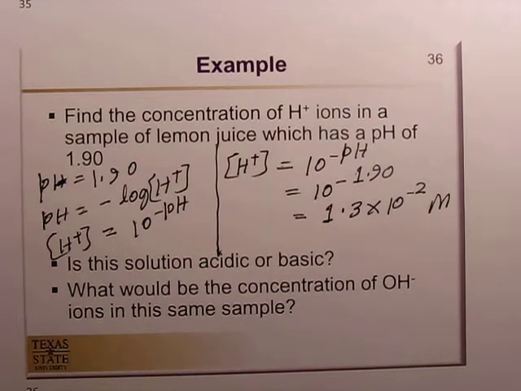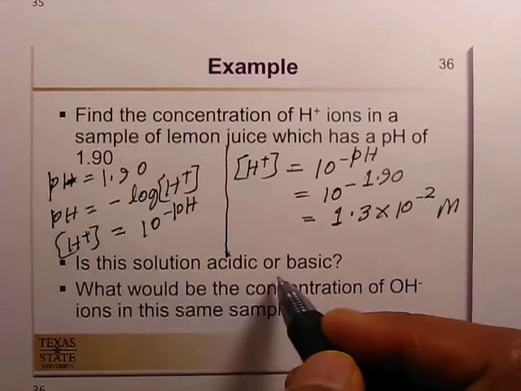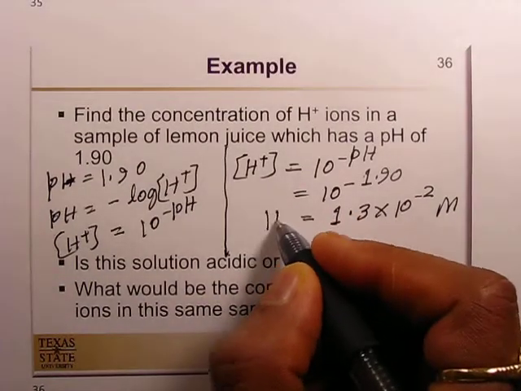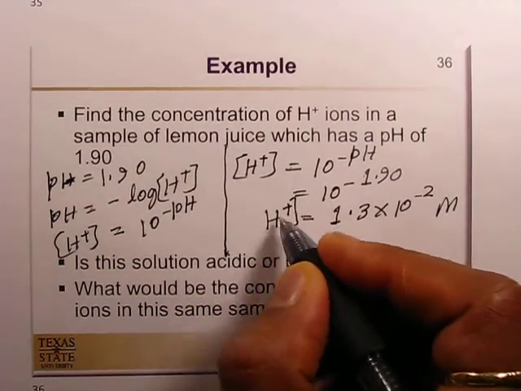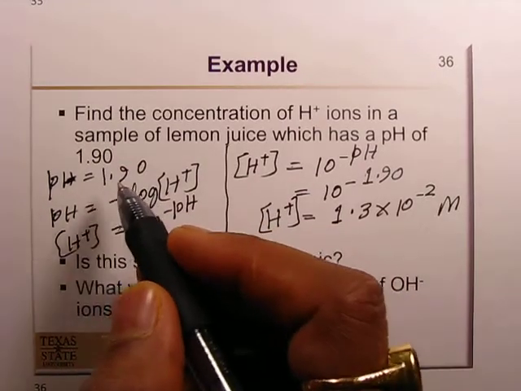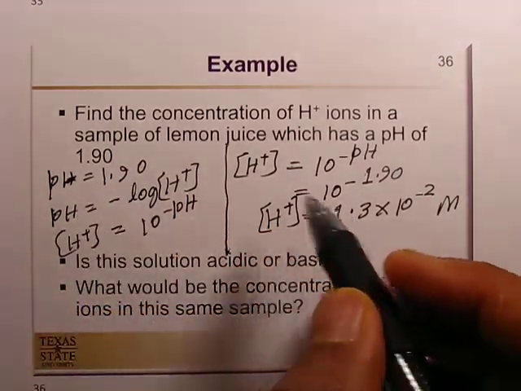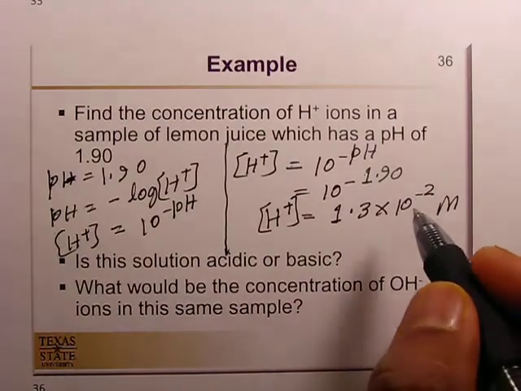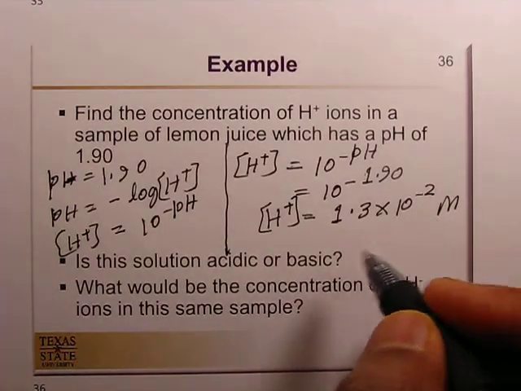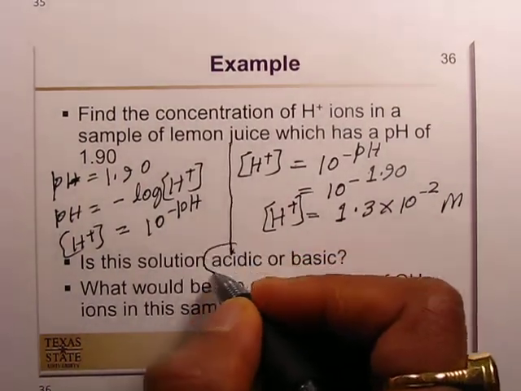And is this solution acidic or basic? So basically the pH is below 7 and it is very close to 1, around 1.9, so this is a very acidic solution.